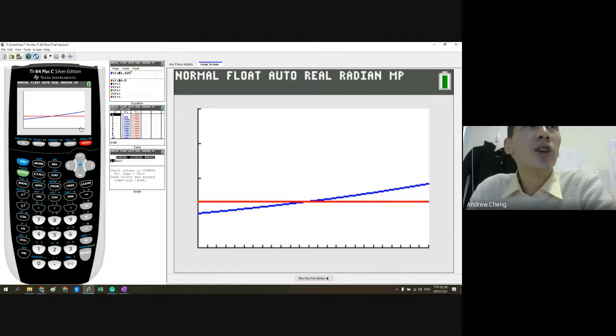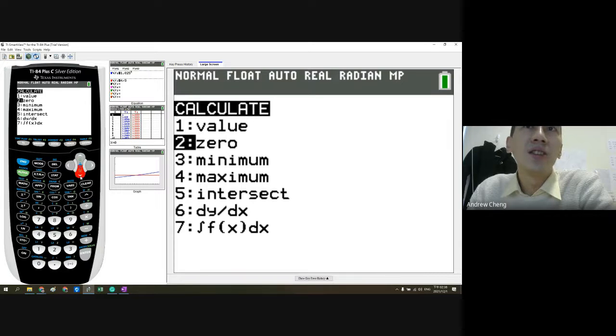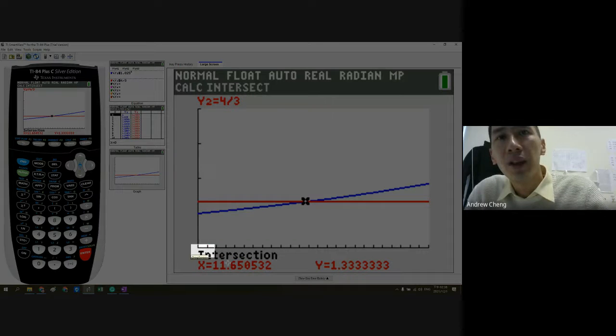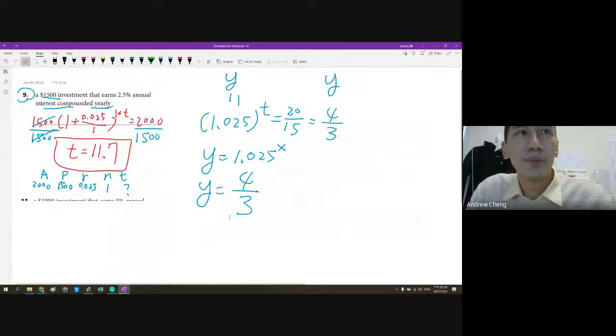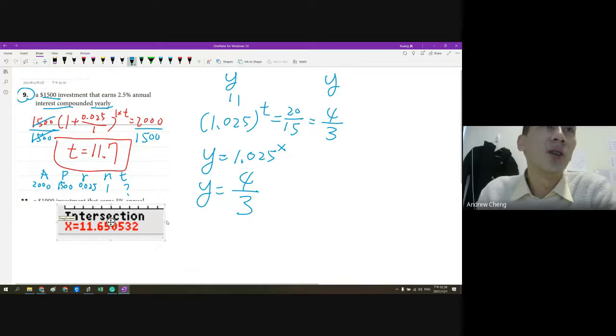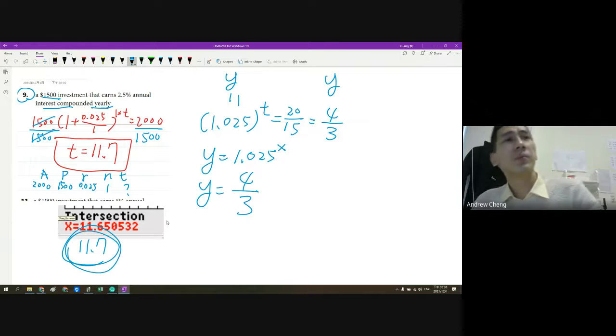How to find it? Use calc. So use second trace, and then intersect, number 5. Choose this first curve, second curve, and then guess. So the intercept is here. It says x equals 11.65. So this is your t. If you round it to the first decimal, it will be 11.7. Okay, it's more difficult.